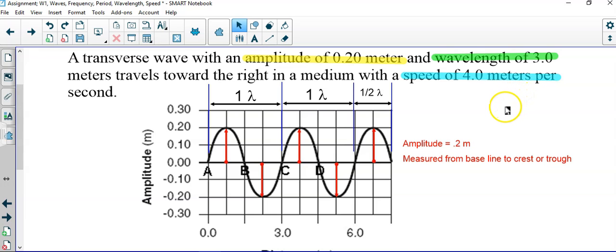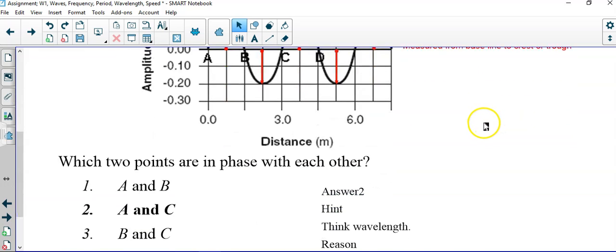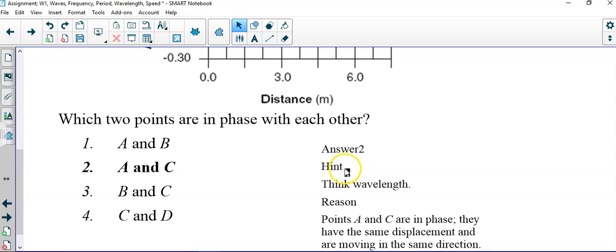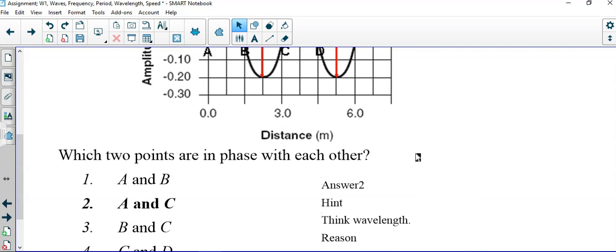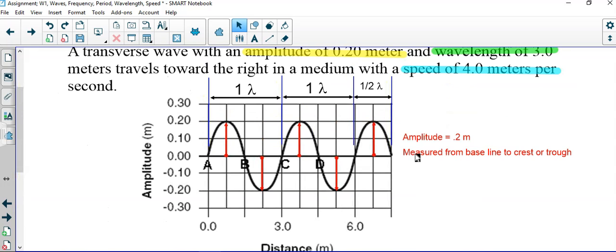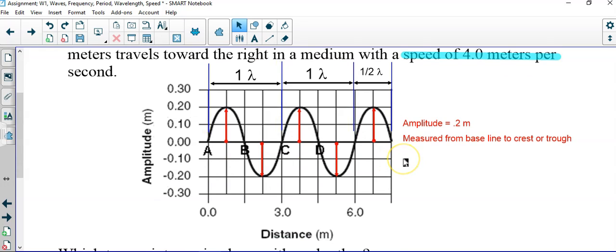So there's a lot of things they could ask you in this question, but they start with which 2 points are in phase with each other. So we need to look at what in phase means. And that means that they have the same displacement and are moving in the same direction. The easy way to remember what in phase is that it's the same point on 2 different waves.